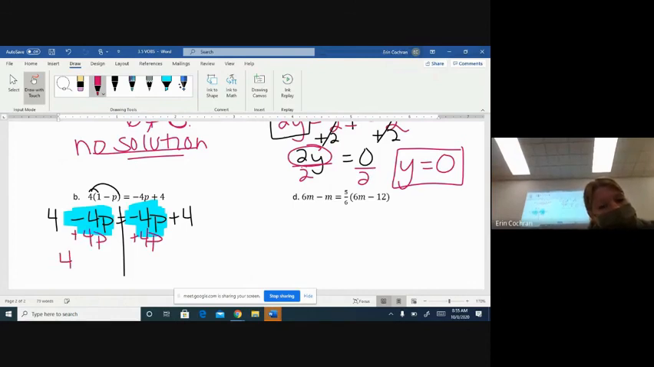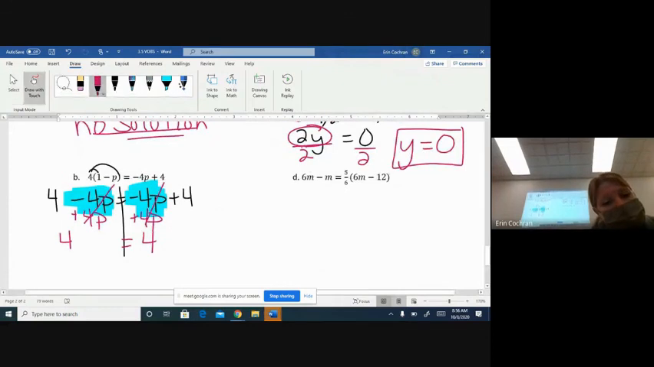So as they said, these cancel out. Now, does 4 equal 4? Yes, so what's my answer? Infinitely many, and I don't care if you label it as IMS for infinitely many solutions.